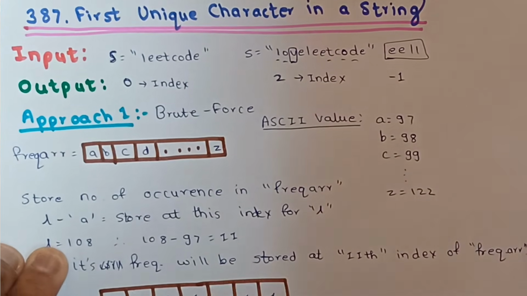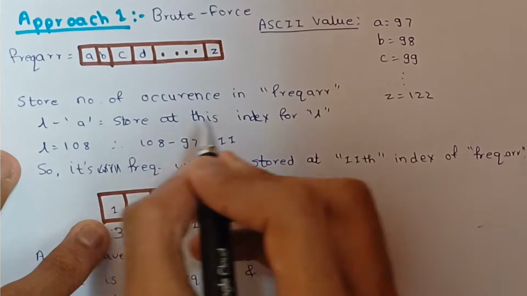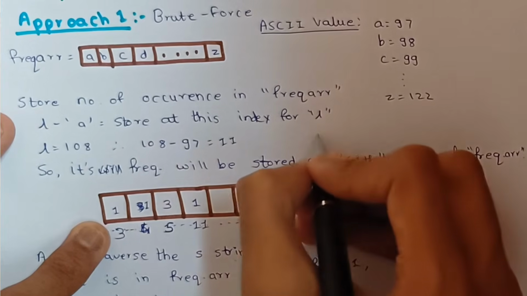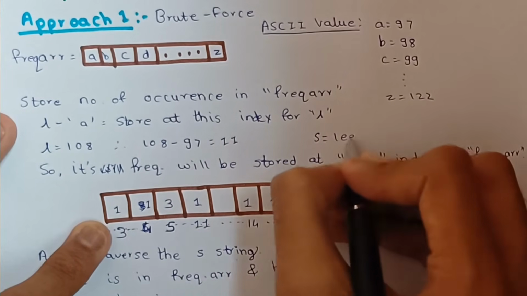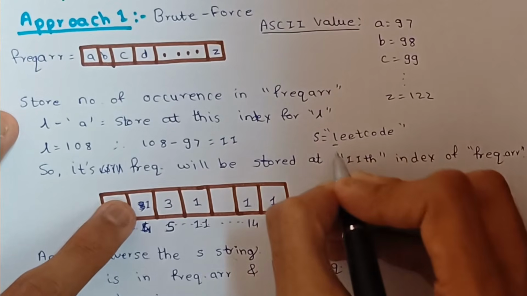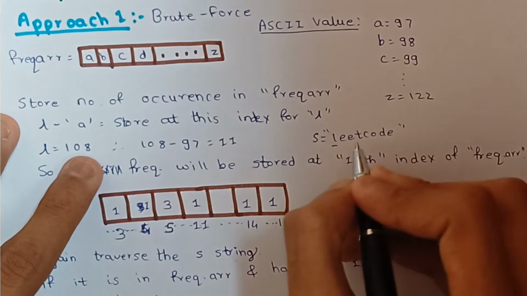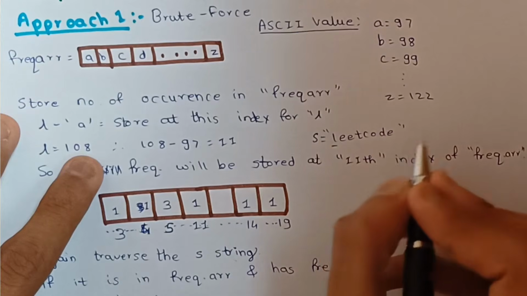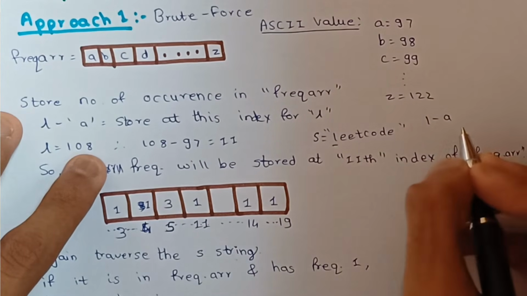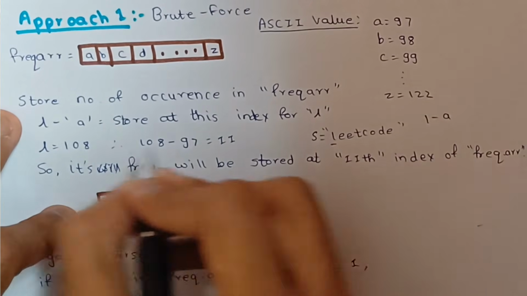So let's do it. You can see here: store the number of occurrences in the frequency array. So what we will do? We will traverse through the string character by character. So it is "leetcode". The ASCII value of L is 108. Now what we will do? We will subtract A, so L minus A. We will subtract the ASCII value of A from L, and it will come as 11.